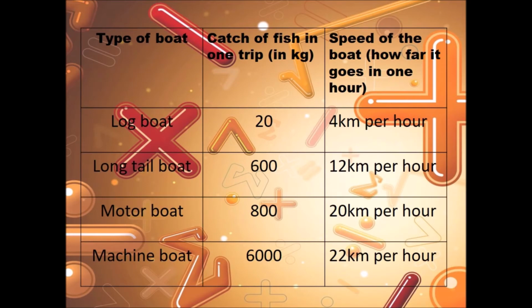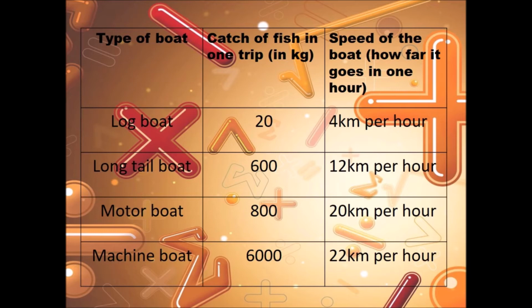Next we are seeing a table. In the table, what is the given data, children? First column they have given types of boat. What are the types of boat? Log boat, long tail boat, motor boat, machine boat. In second column they gave catch of fish in one trip in kg. That is, how much that boat can catch in one trip. The log boat can catch 20 kg of fish in one trip. Similarly, long tail boat can catch 600 kg of fish in one trip.